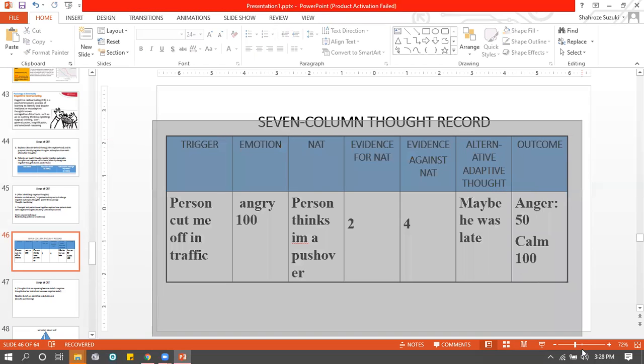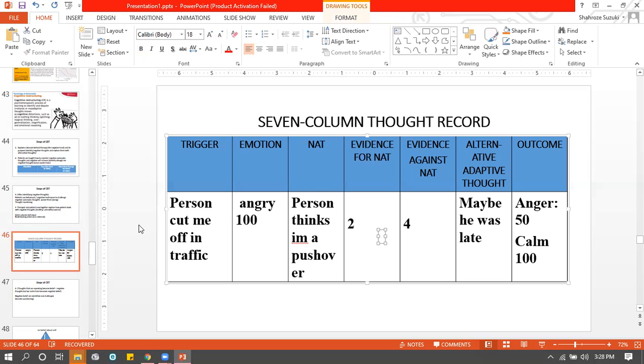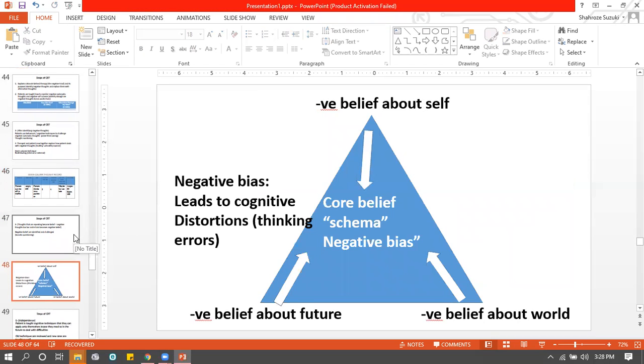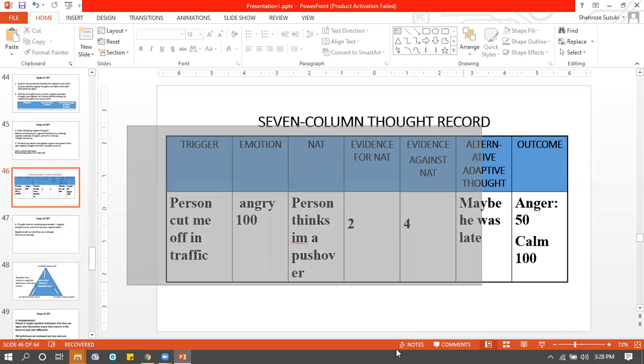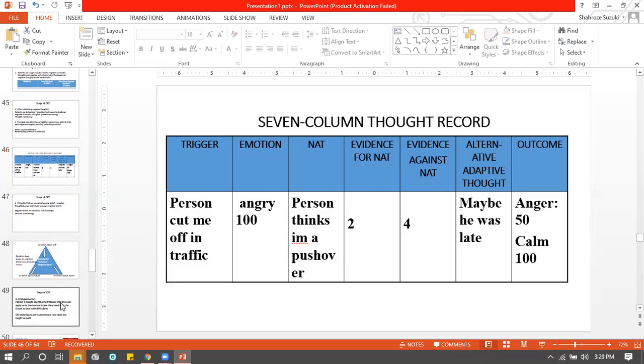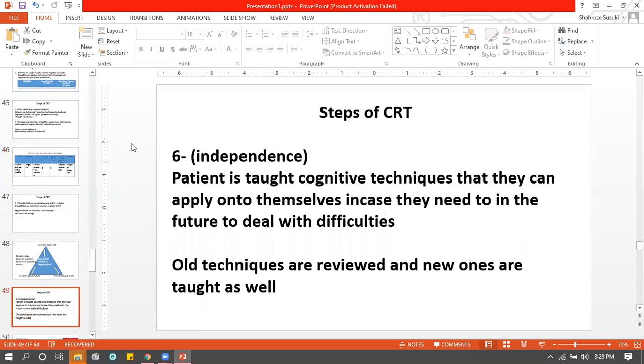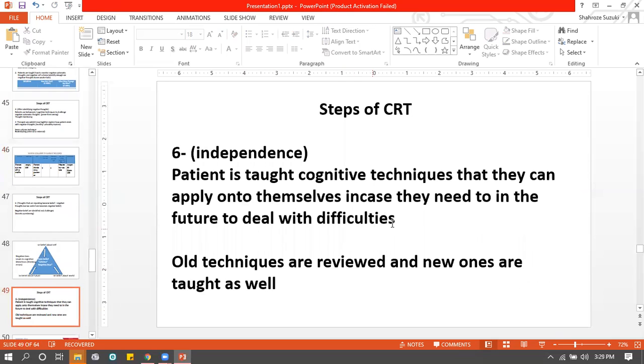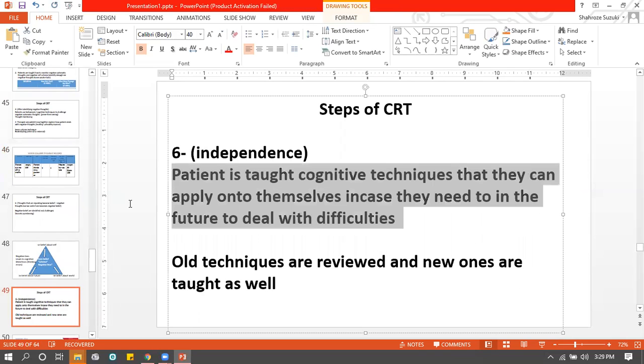So you do this for different triggers till a person stops thinking negatively and can do this without having to use columns. You do this till the person can do it naturally, easily, and then you let them go, and they're free to do it on their own, so that they won't need to do therapy.